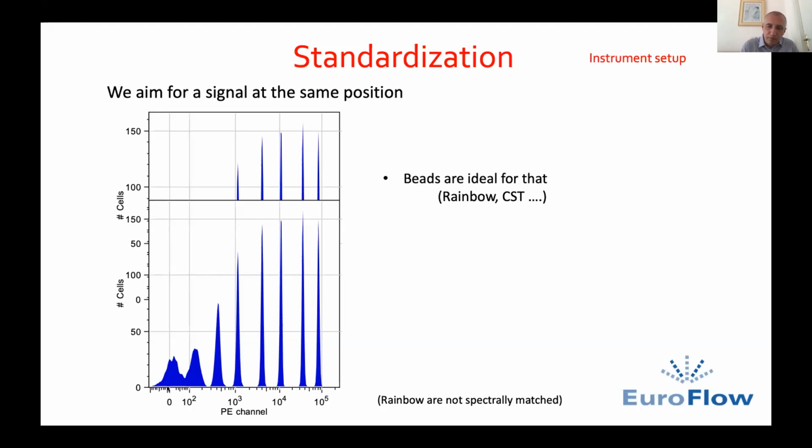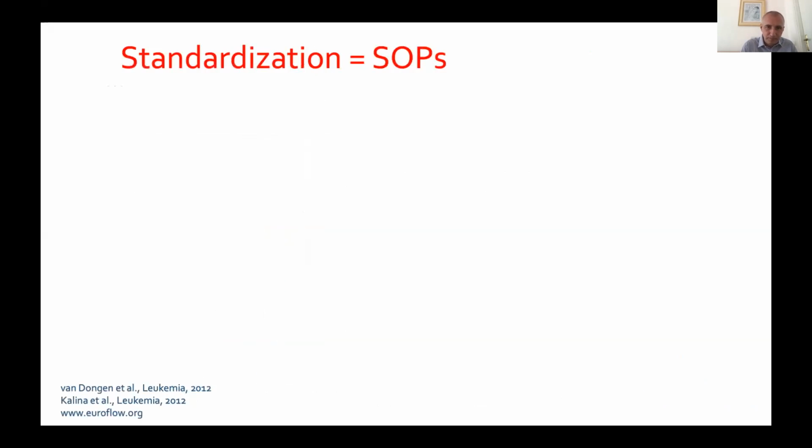But the rainbows are not spectrally matched. So you will be good using rainbow beads to achieve a standardized setup on a single machine or in the same type of machine, but there will be some issues when you want to transfer those measurements to different machines with different spectral properties. I will talk about it later.